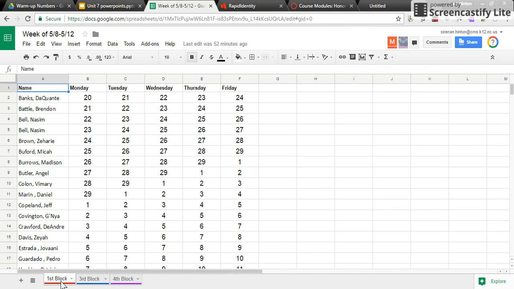If the warm-up number is incorrect or if you've already completed the warm-up, make sure you move one warm-up to the right to complete a new warm-up.